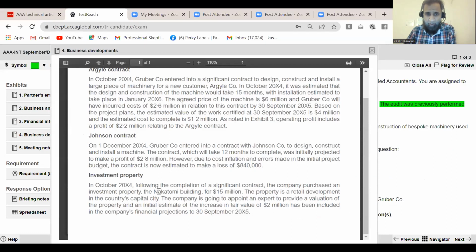We purchased the Nakatomi building for $15 million, so we can divide that by the total assets. And the increase in the fair value of the Nakatomi building is $2 million, and we can divide that by the profit before tax. Right?